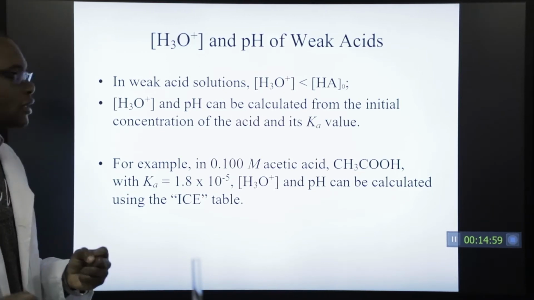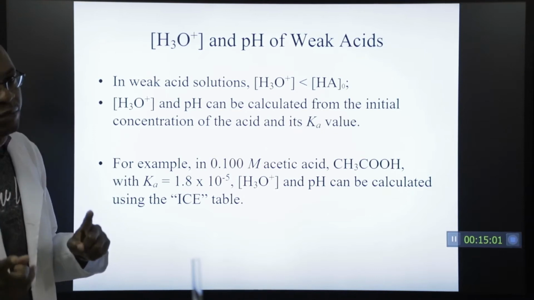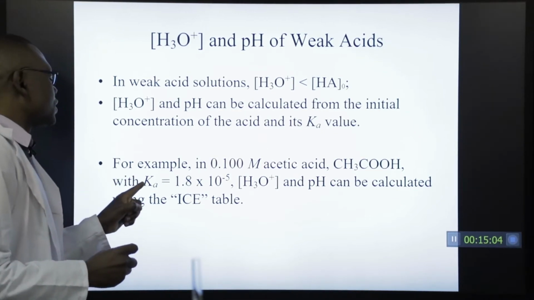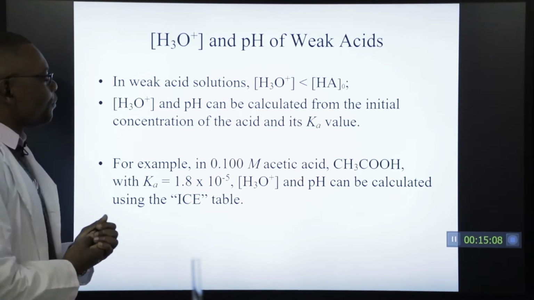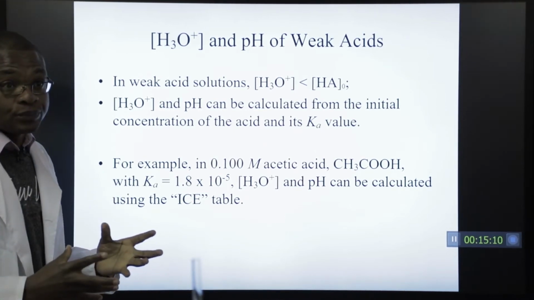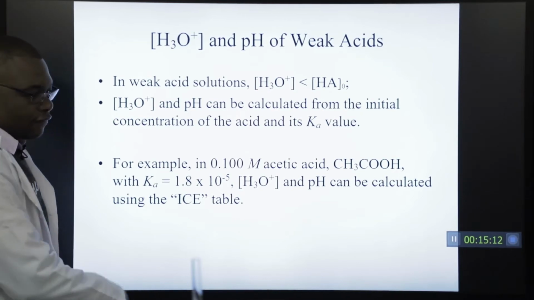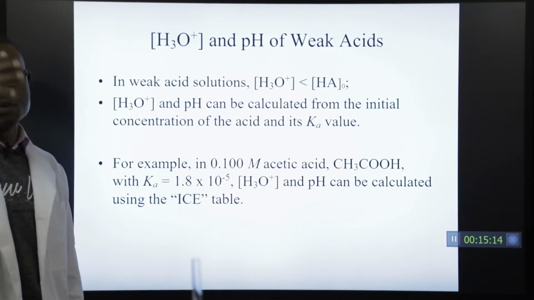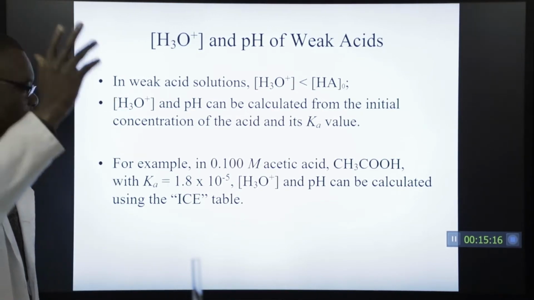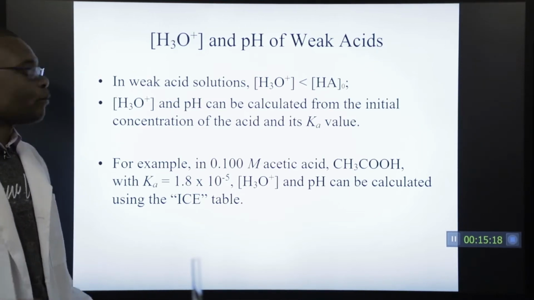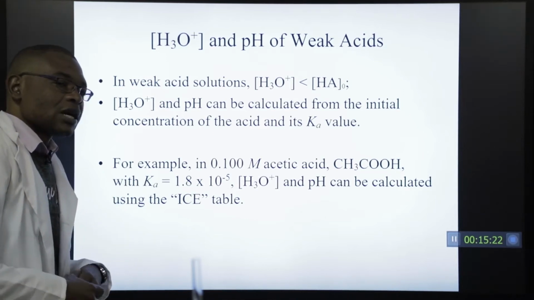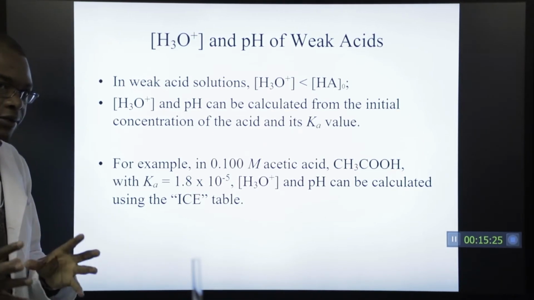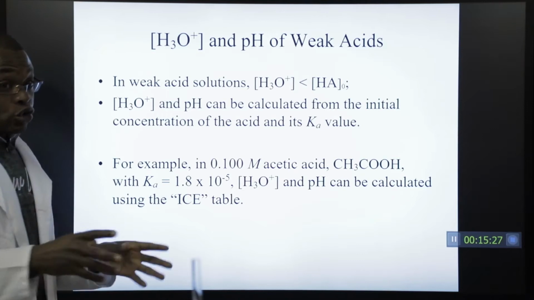And how do you do that? If you remember very well, we said if the Ka value is large, something like 1, 2, 3, up to 500 or 700, whatever the value, or 56, that means this material is a strong acid or a strong base.